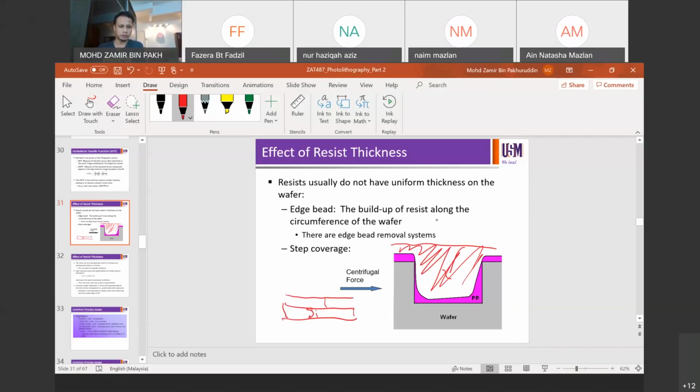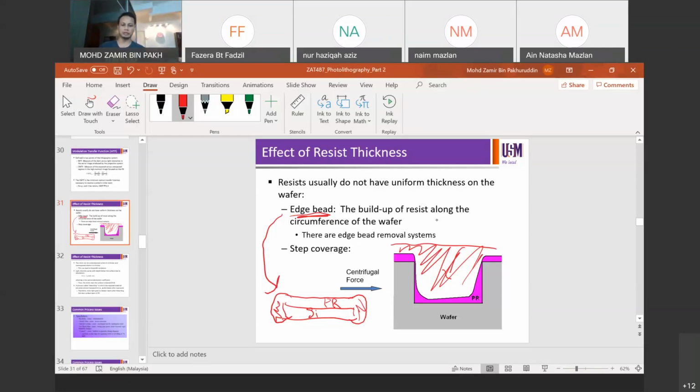This is the PR photoresist. When you spin, due to the force outwards, you're going to end up with this. This problem, you're going to put behind here the residue of the resist at the edge of the wafer, and this one is called edge bead. Okay, so you're going to remove this bead. This one is an unwanted resist, tapi dia spinning process, right? So it will build up along the circumference. So bila you pegang resist tu, you're gonna feel beads on the circumference throughout the whole wafer, right?